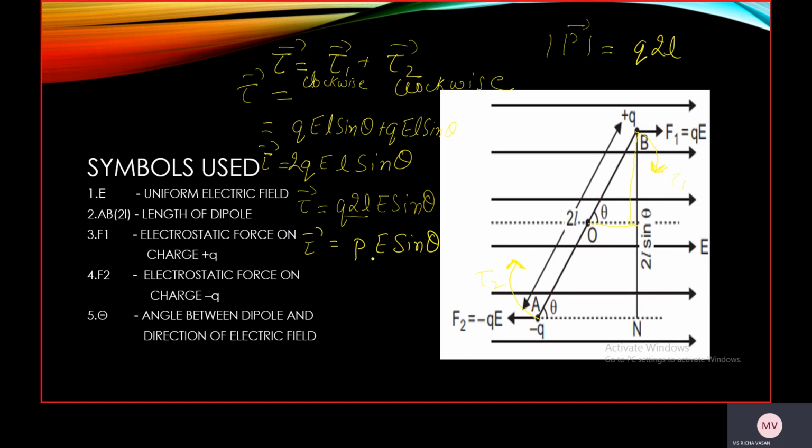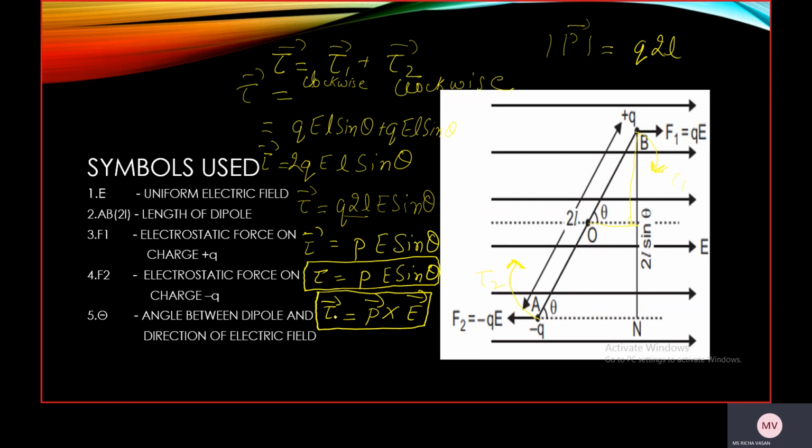So from here we come to the expression for the torque. Because we are talking about the magnitude only, we will not put a vector sign. It will be torque is equal to PE sine theta, and in vector form we know that P is a vector physical quantity, and E is also a vector physical quantity. So their product will be a cross product. So now in vector form it can be written as tau is equal to P cross E. So this is the formula for torque produced in a dipole when it is placed in a uniform electric field.